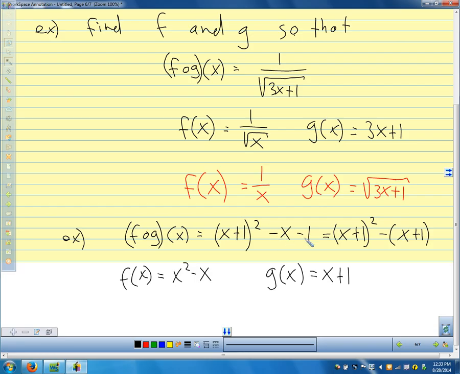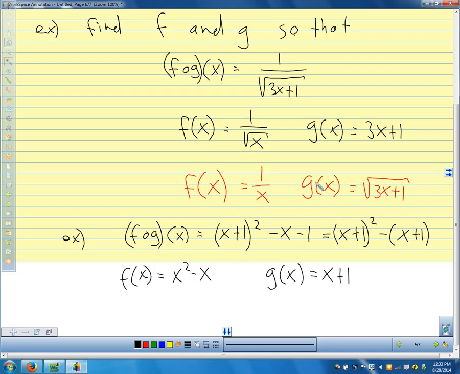So we had to be a little trickier. We had to factor out that negative 1 to get both of these to be an x plus 1. So that's another example of decomposing, finding the functions that make up a composite function. All right, sorry I forgot about that earlier. I got excited about talking about the graphs. Okay, we good there? And there can be more than one correct answer. You don't have to find all of them. Just find a set of functions that works.